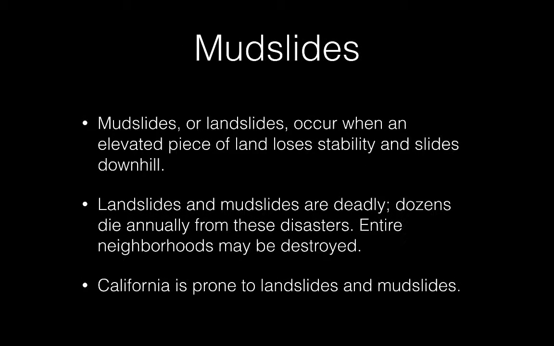Mudslides or landslides occur when an elevated piece of land loses stability and slides downhill. Landslides and mudslides are deadly. Dozens die annually from these disasters. Entire neighborhoods may be destroyed. California is prone to landslides and mudslides, although any hilly or mountainous area could potentially have a mudslide or a landslide.